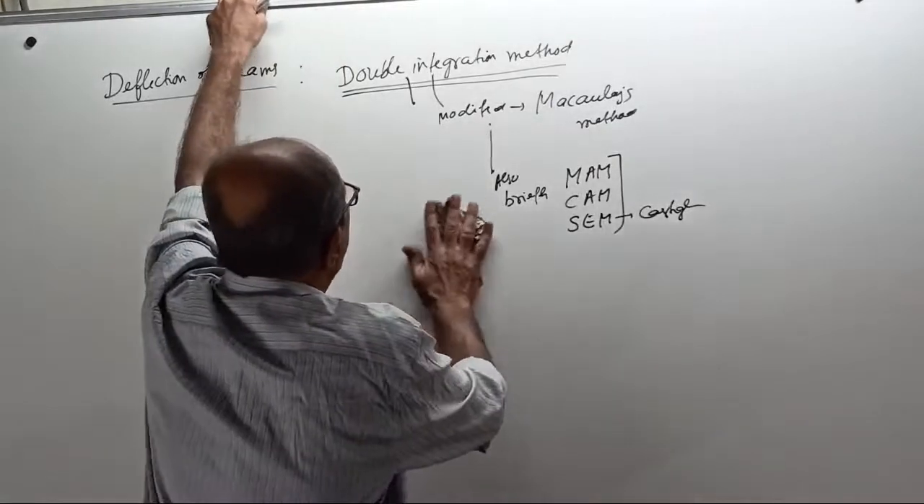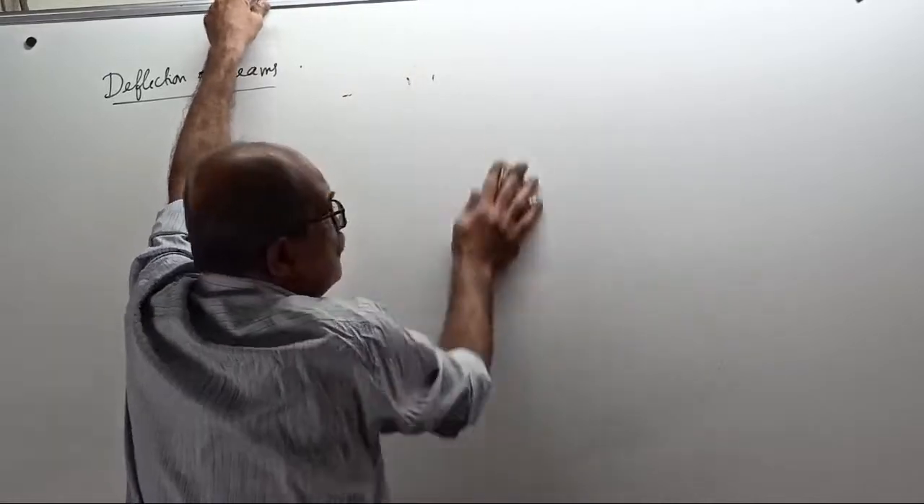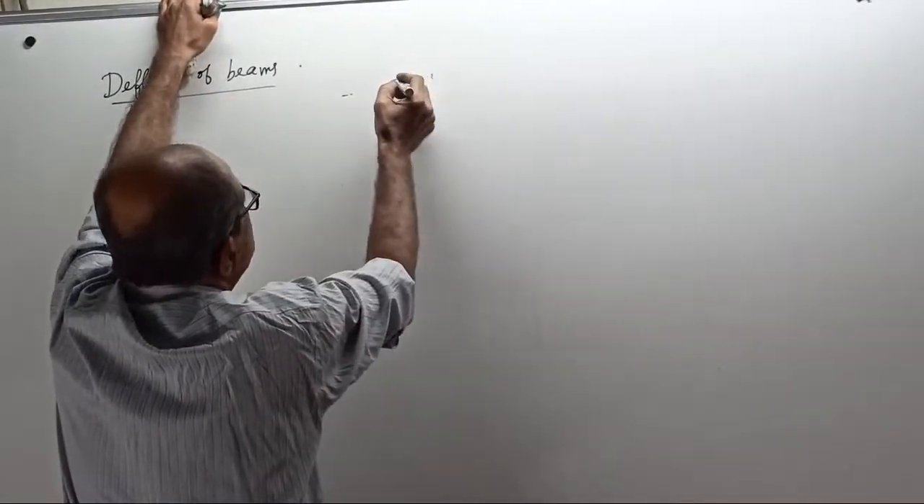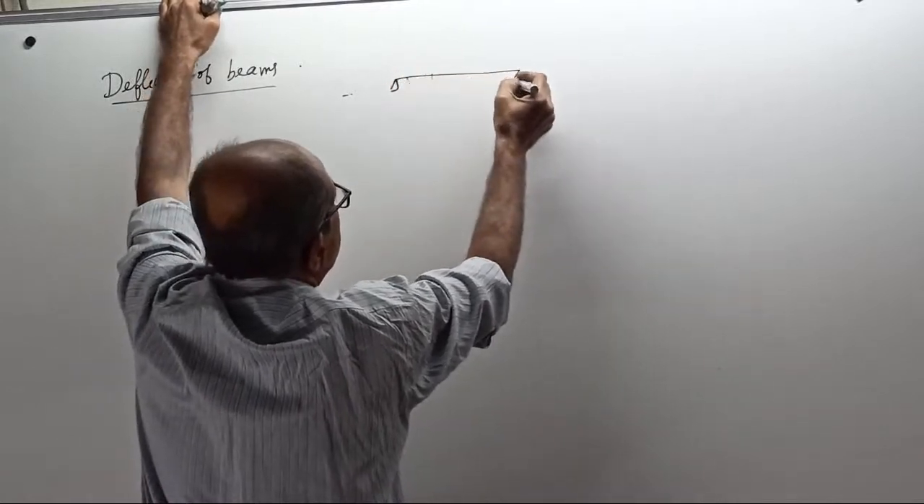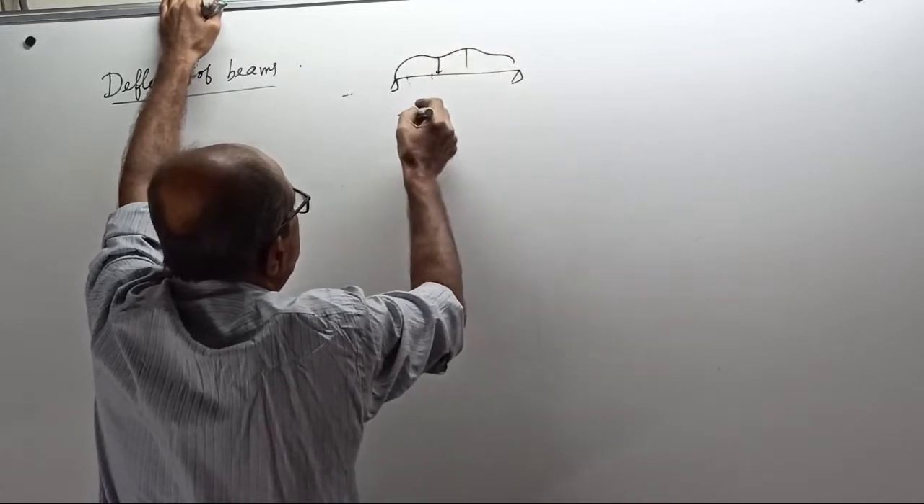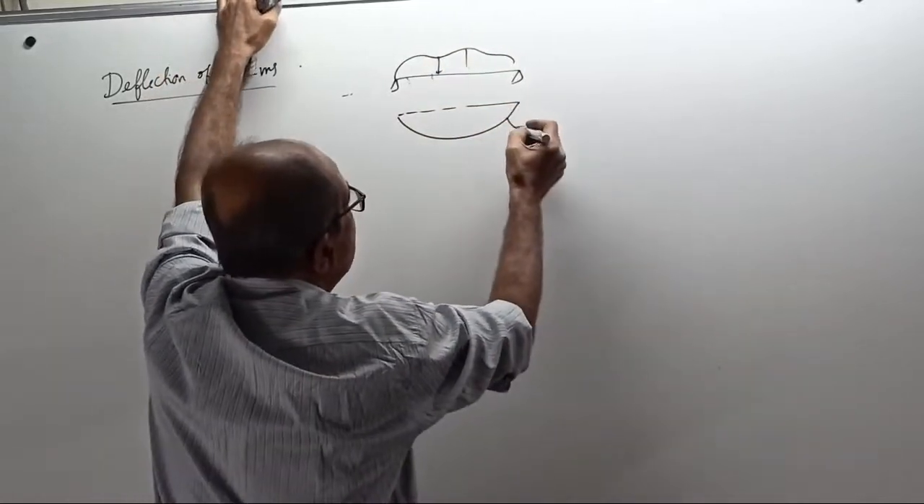But now, before you start any of these methods, first take a beam randomly. Suppose there is a simply supported beam. Apply any random loading. The beam will deform like this. This is the elastic curve.